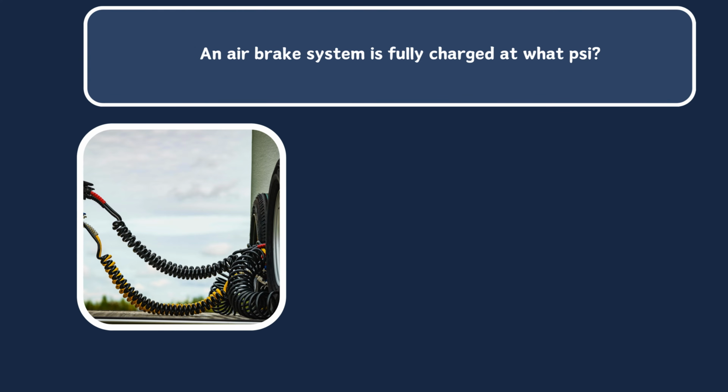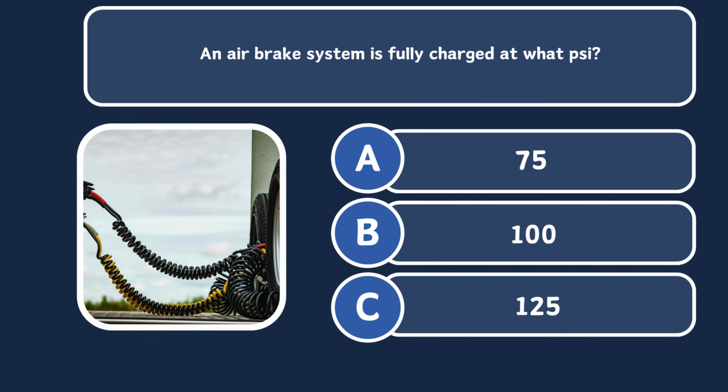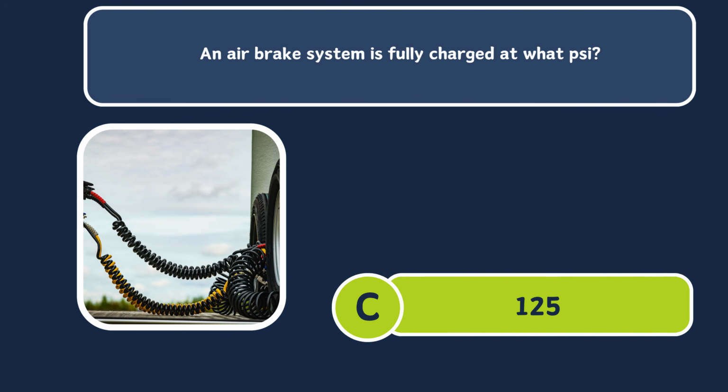Question 21. An air brake system is fully charged at what psi? A. 75, B. 100, C. 125. Correct answer is C. 125.